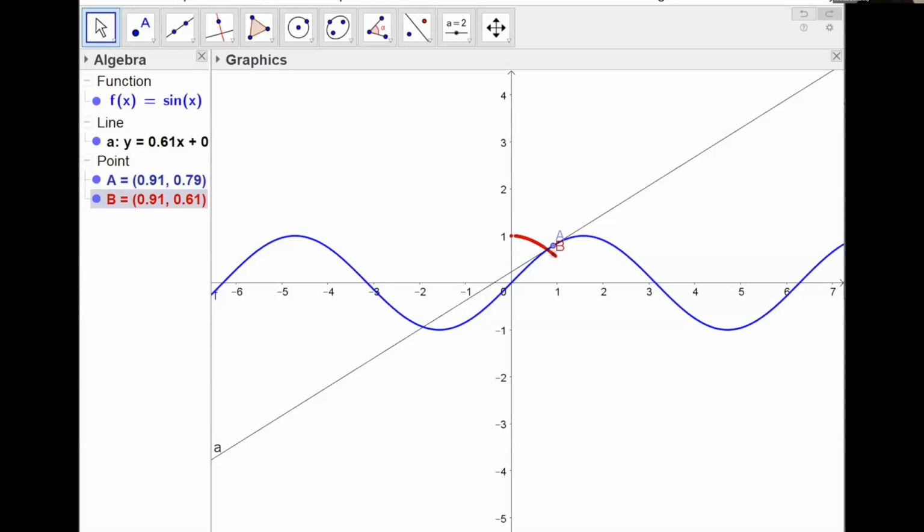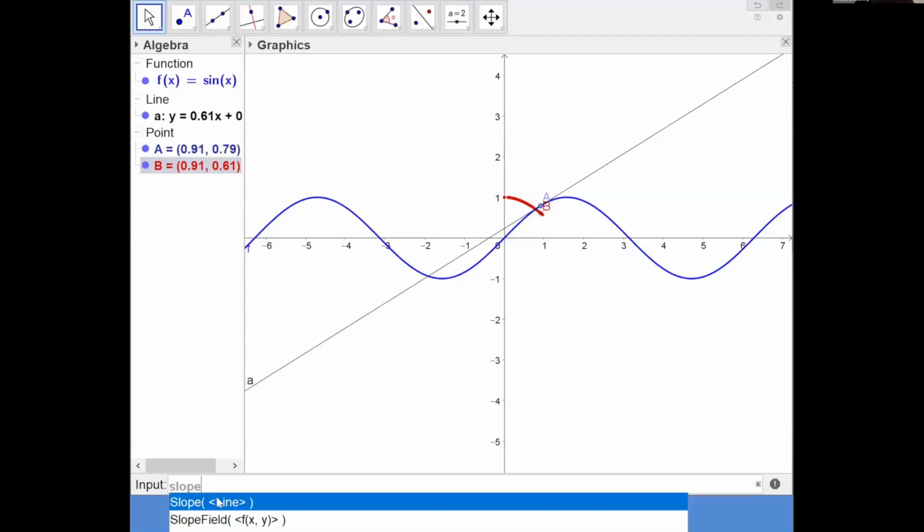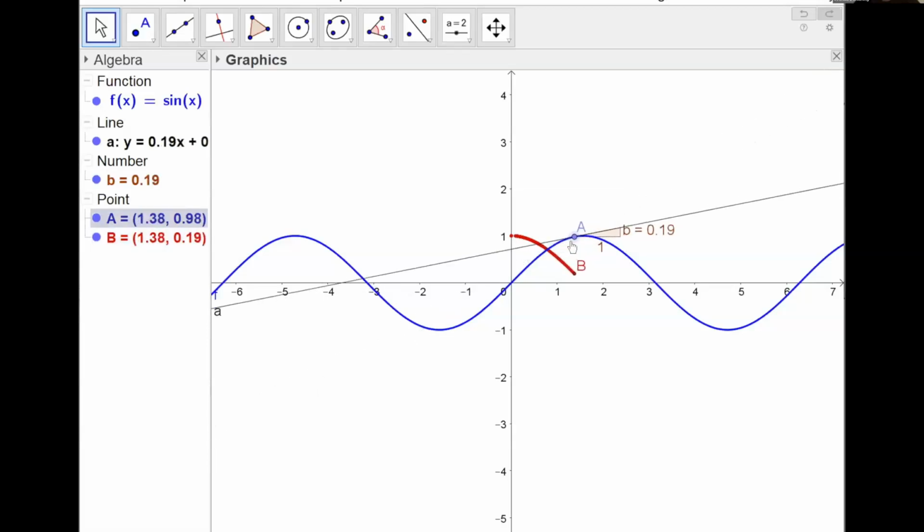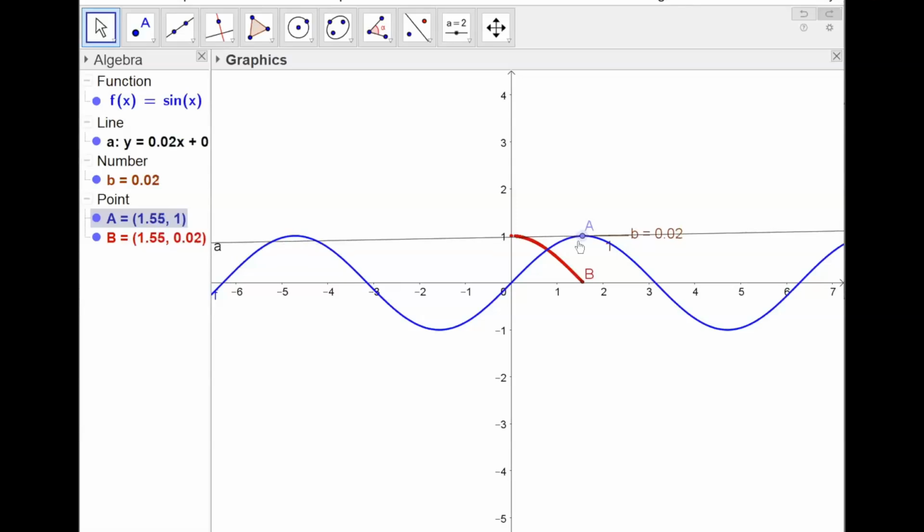So if I do slope of the line A, you can see the slope there is 0.61 over 1, and that's exactly what we have for our y value on B. And so as I continue to move my point, what do you notice? As our line goes to horizontal, the slope is getting closer and closer to? Zero. And so right there we have 0 slope, and notice where B is, B has a y value of 0. A and B always have the same x value.